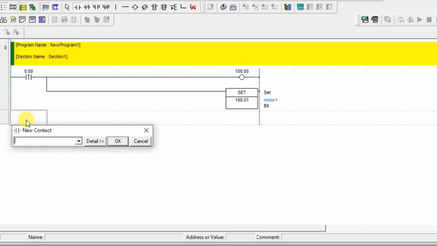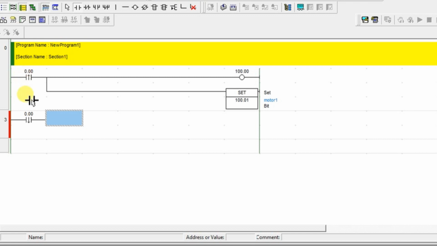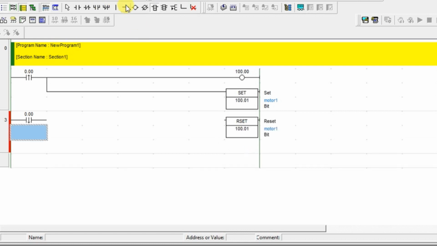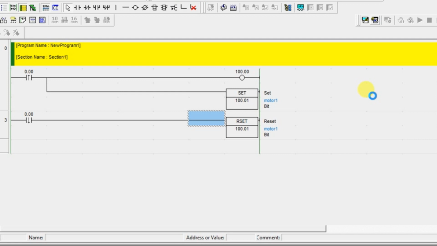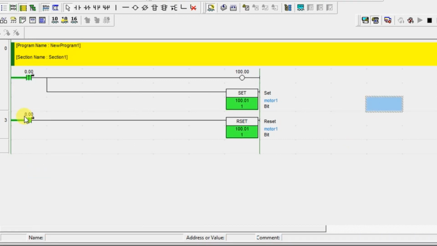So what will be the falling edge? Falling edge is when it goes from on to off condition. Let's take the same input, go for detail and choose down. Go for okay now. When 0.0 goes from on to off condition, it will give one pulse. Right? I'll use one more coil. Instead of set, we'll reset that particular coil, 0.01. That's it. Just connect these two. Go for simulation mode. I'm turning this on. The coil got set. Correct. If you turn off this, it will reset that particular coil. So this is the rising edge, this is the falling edge.